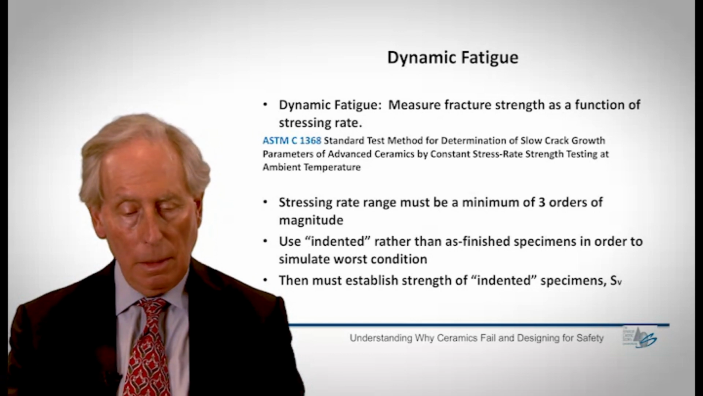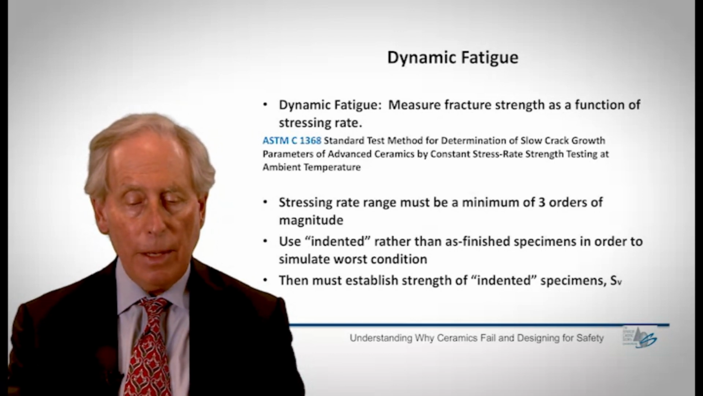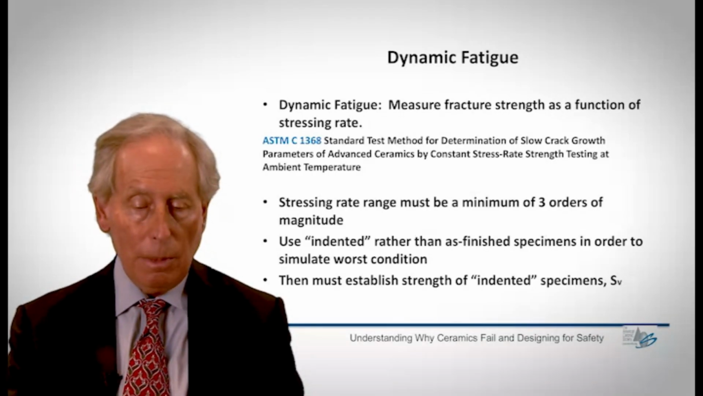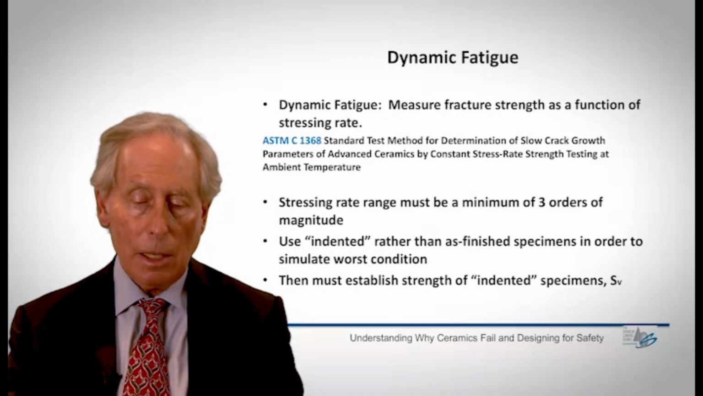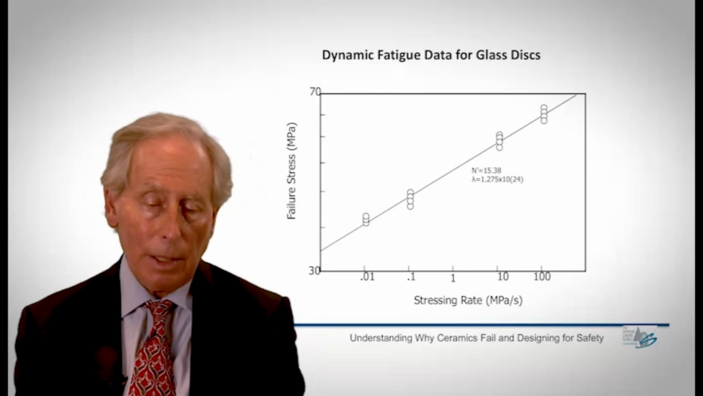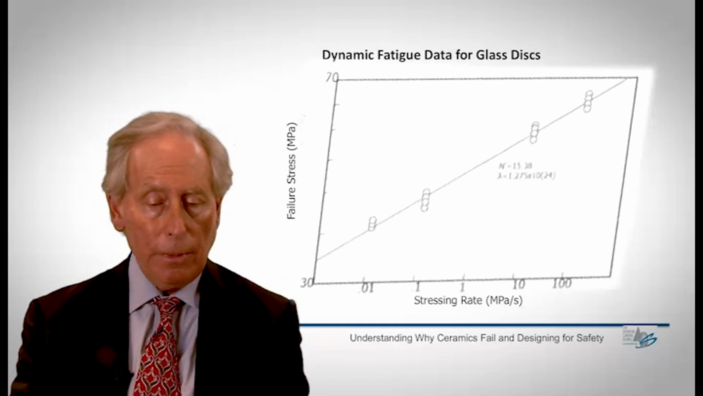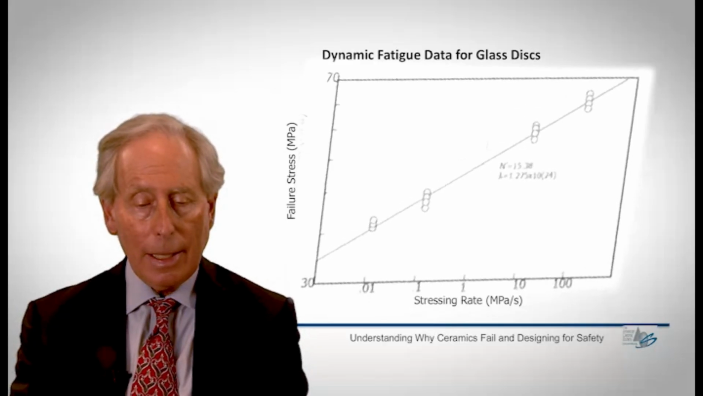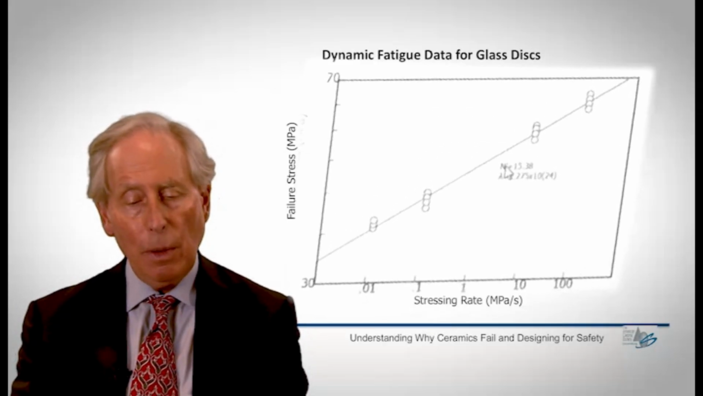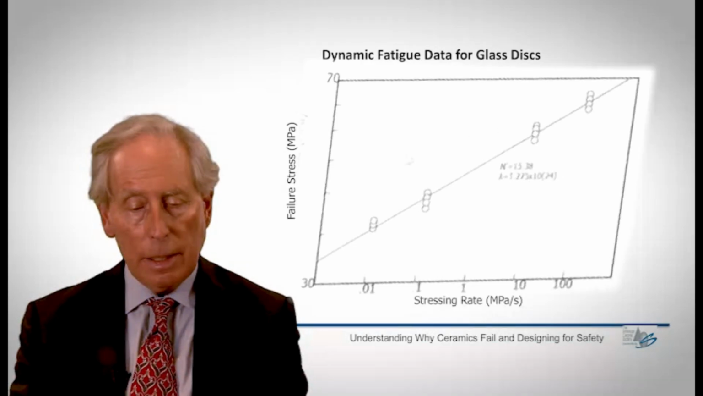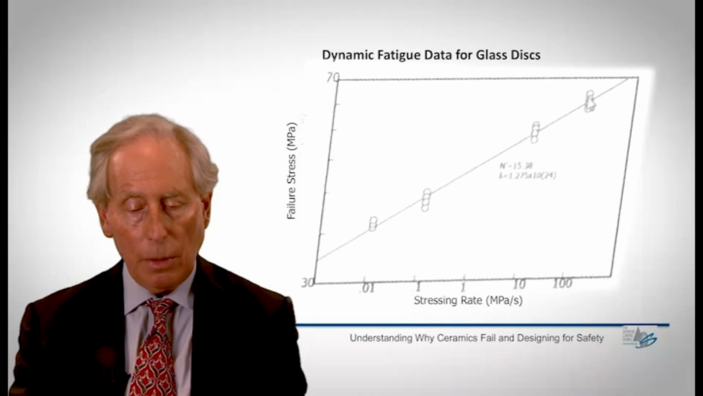And at least we feel that use of indented rather than finished specimens simulates the worst possible conditions, and then you must establish the strength of the indented specimens. And so a dynamic fatigue curve for glass discs, I'll come back to this later when I show you the example again. So here's what I get. I get a measure of fracture stress as a function of stressing rate, and you can see here over many orders of magnitude, and I can calculate from that the exponent n prime, and I can calculate this value of lambda. So this kind of data gives me at least 2 of the parameters I need. I told you how to get the other parameters as well.